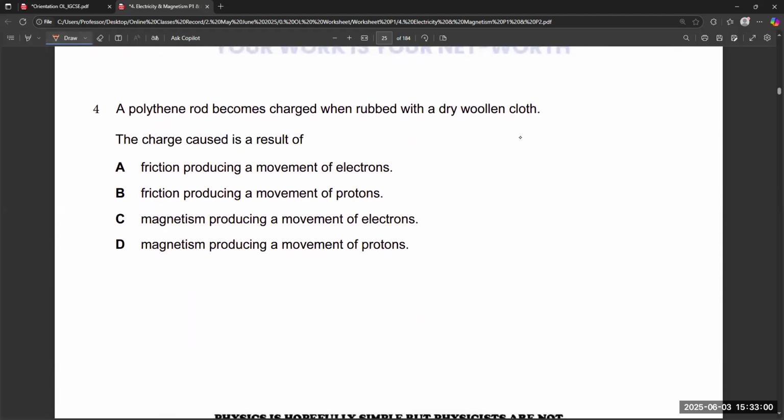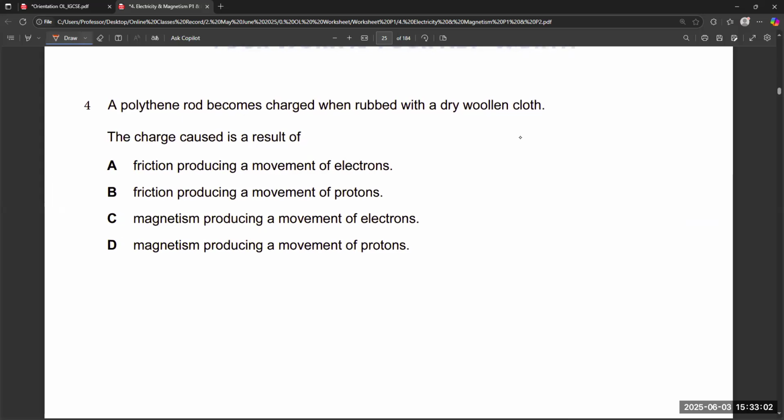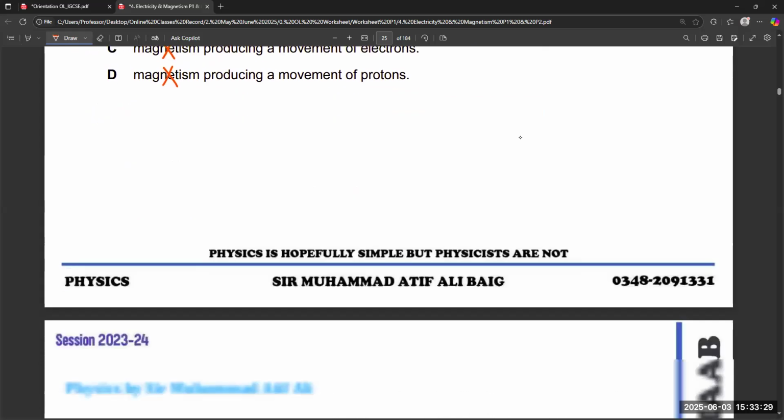And this is the same type of question, only they are asking a different idea. A polythene rod becomes charged when rubbed with a dry woollen cloth. The charge caused is a result of which process? A. Friction producing a movement of electrons. Right, because protons cannot move, and there is no idea of magnetism in electrostatics.